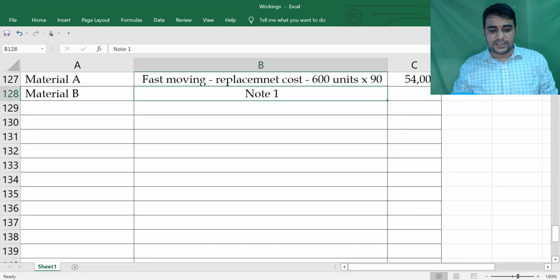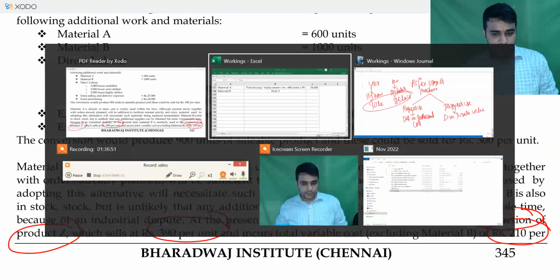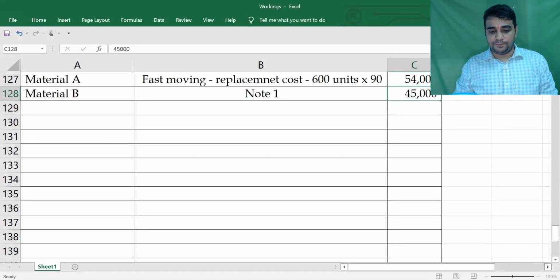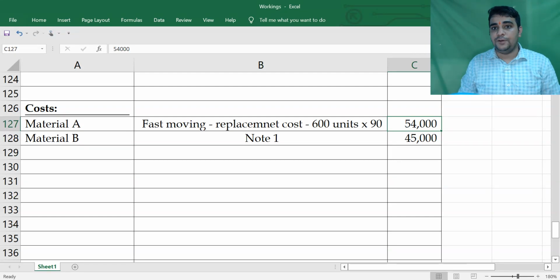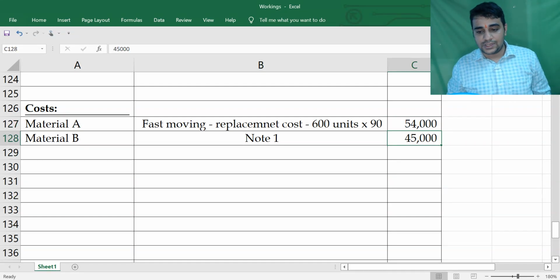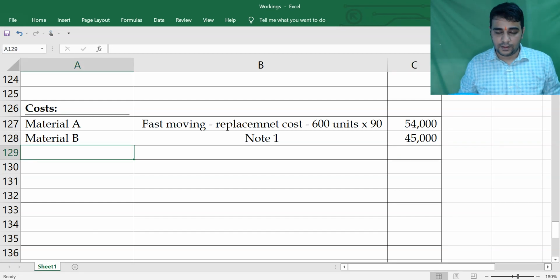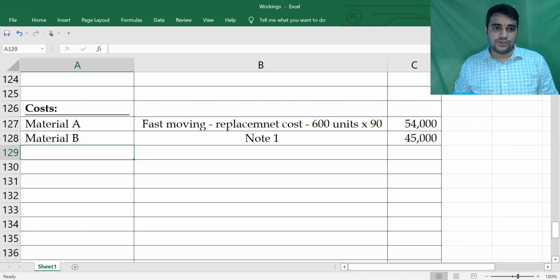So coming to material B, we were using 1000 units, so 1000 into 45, material B 45,000. Any doubts on this? Clear?